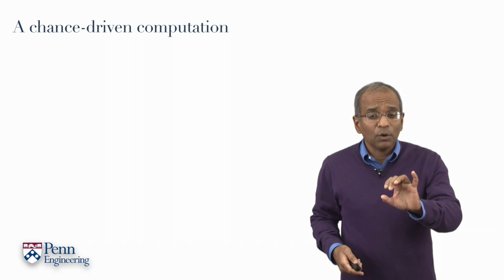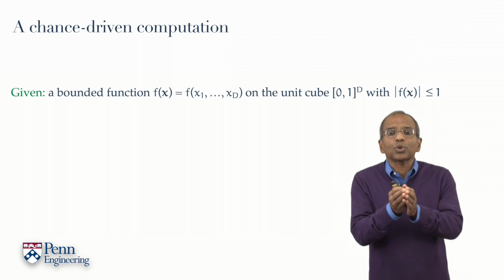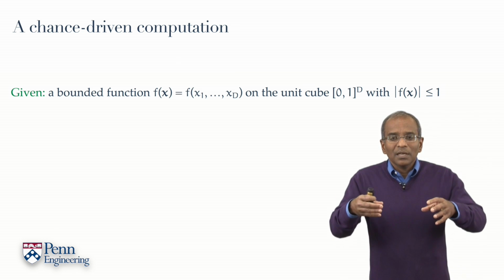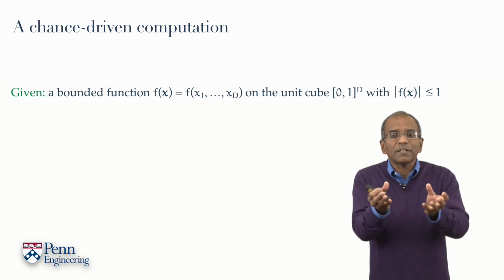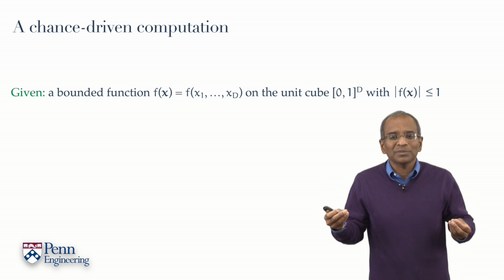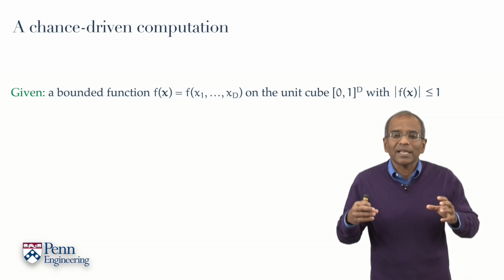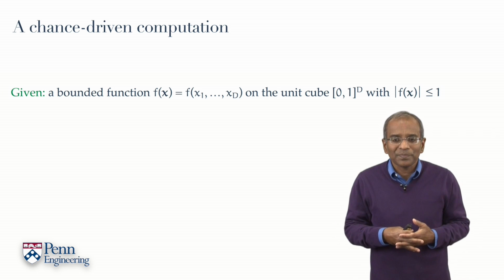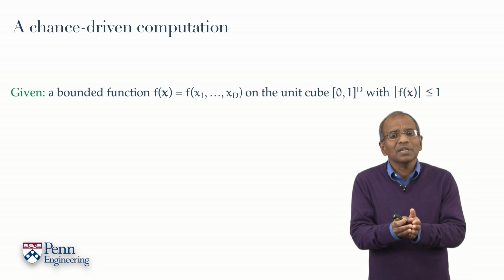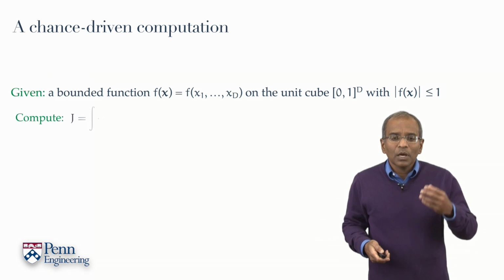So the idea again, we are given a function, let's say in d dimensions, with variables x1 through xd. Each of these variables takes values in the unit interval. Together, then, the collection of d variables takes values in what we call the d-dimensional unit cube. And the usual notation for this is the unit interval with a superscript d, indicating that we have d variables. Okay. So we are given a function on the d-dimensional unit cube, and the function is bounded in absolute value by unit.